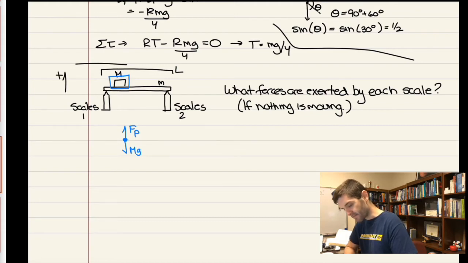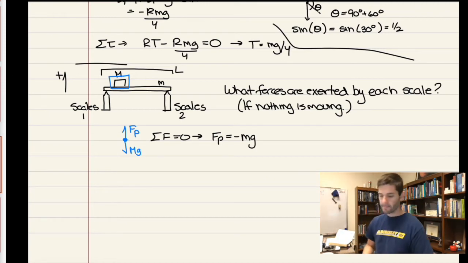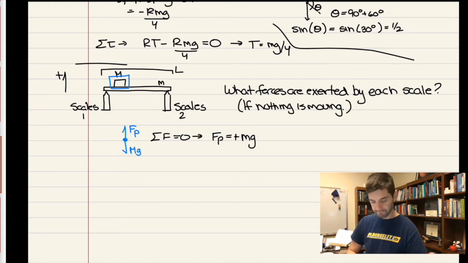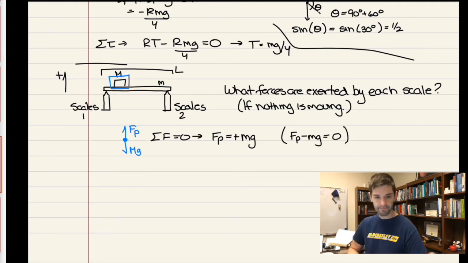If I define up as positive, the sum of the forces equaling 0 then just says the force of the plank minus Mg equals 0. Up is positive. Again, we arrive at the sum of the forces meaning that there's a push up minus Mg, and that equals no net acceleration. That's where that came from.